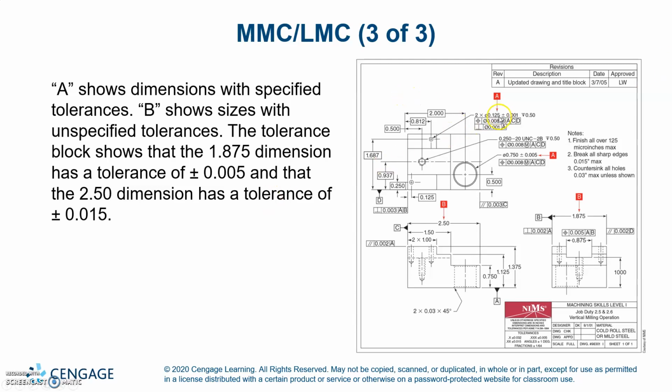So on this one, on A, it shows that your tolerance is right here, plus or minus 1 thou. For B, for the 2.5, you'll have to come down here. It's got 2 places behind the decimal, so you'll come down here to where there's 2 places behind the decimal, and it's plus or minus 15 thou. Whereas here, you've got 3 places behind the decimal, so you'll look at the 3 decimal places, and it'll be plus or minus 5.